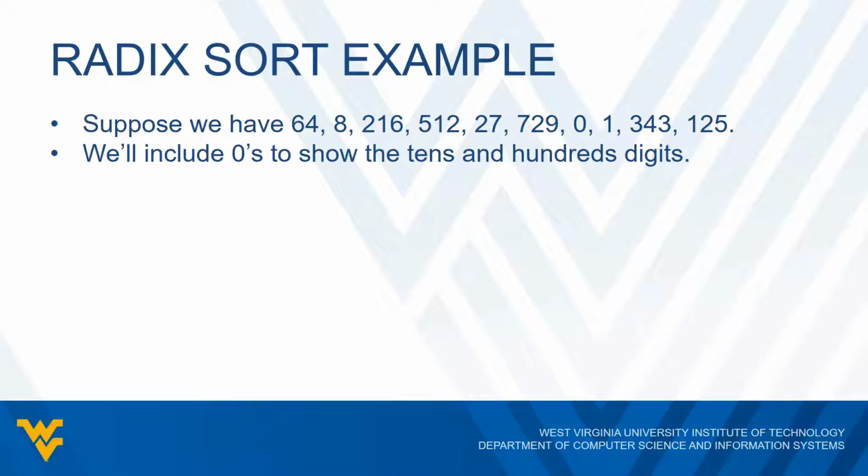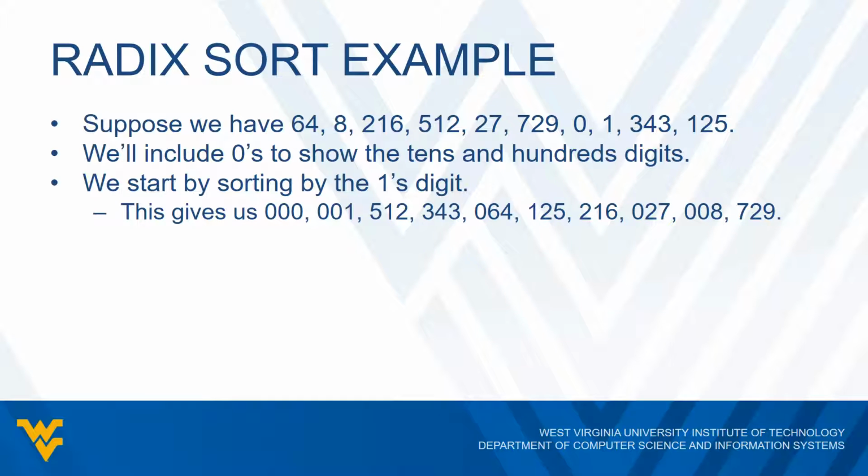So with this algorithm, we're going to start by sorting the ones digit. That means we would get the following. We're going to get 000, 001, 512, 343, 064, 125, 216, 027, 008, and 729. So notice that all the numbers here are sorted by the ones digit.